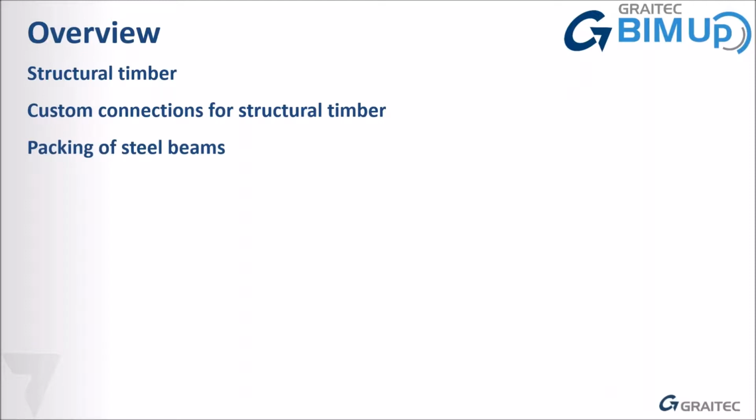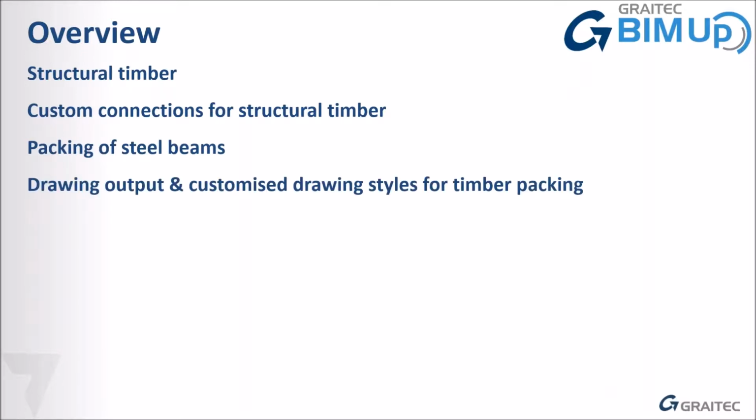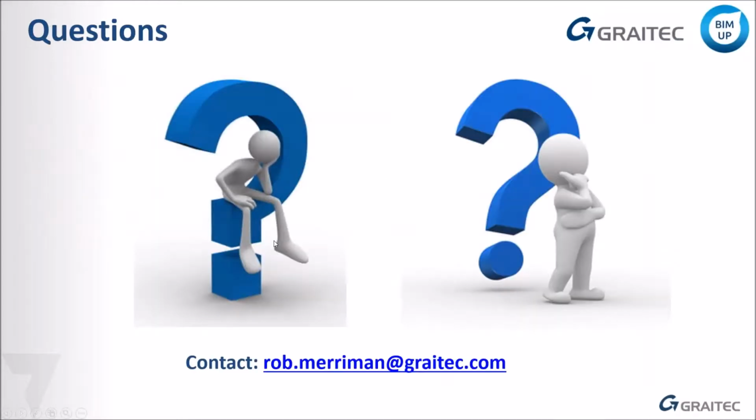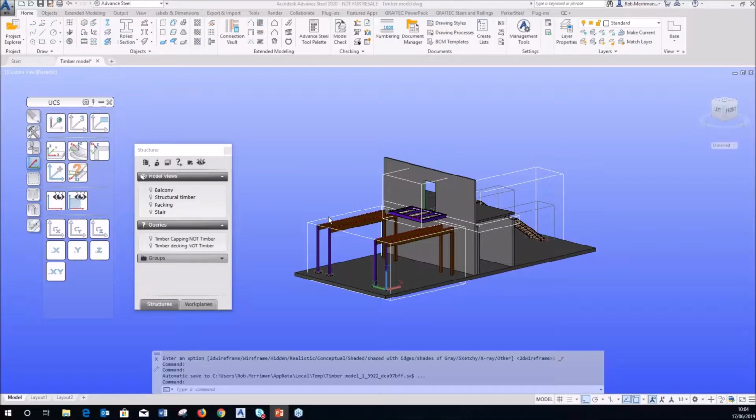Then we're going to look at the packing of steel beams, and we'll quickly have a look at the drawing output and a couple of customized drawing styles that I've done for timber packing. And finally, we'll move on to timber for architectural and metalwork. So we'll look at what we can do with stairs, railings, and balconies. That's just jumping ahead a little bit. So we will crack straight on.